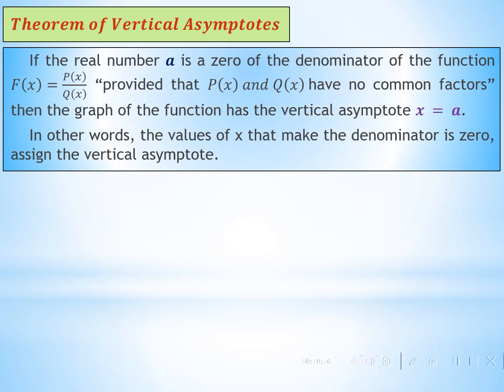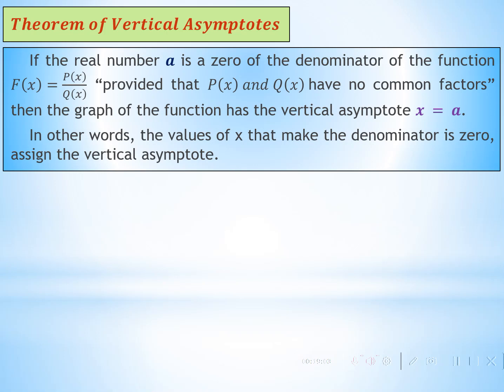If the real number a is a zero of the denominator of the function f of x equals p of x over q of x, provided that p of x and q of x have no common factors, then the graph of the function has a vertical asymptote x equals a. In other words, the values of x that make the denominator 0 give the vertical asymptote.